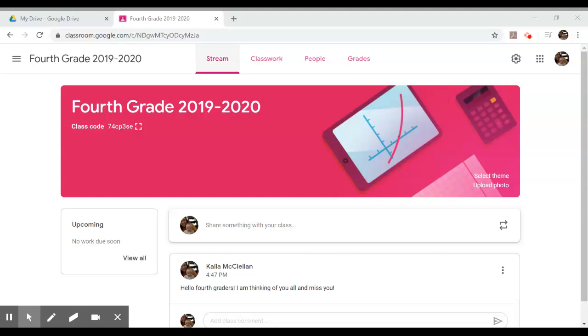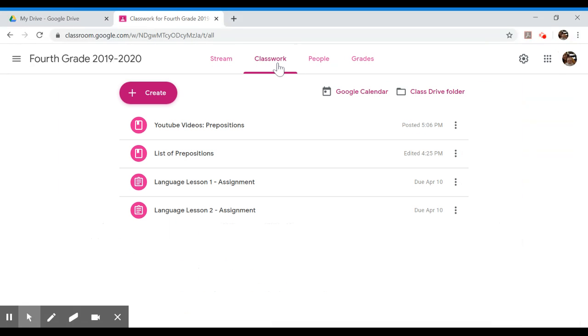Okay, fourth grade. So this week in language, we're going to be learning about prepositions. We're going to review what those are and how to find them. So what I want you to do is go ahead and go over to the classwork page. Now, right here, remembering that this little symbol with the bookmark on it is a material to help you.